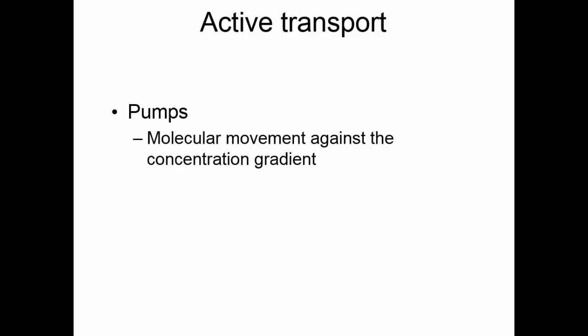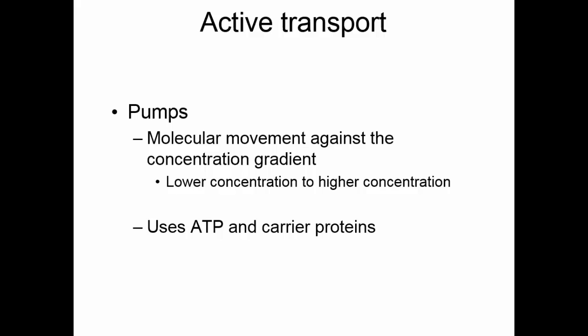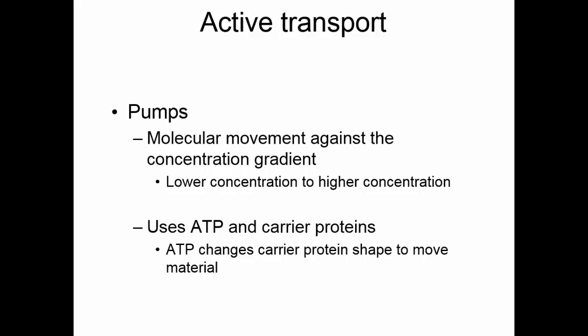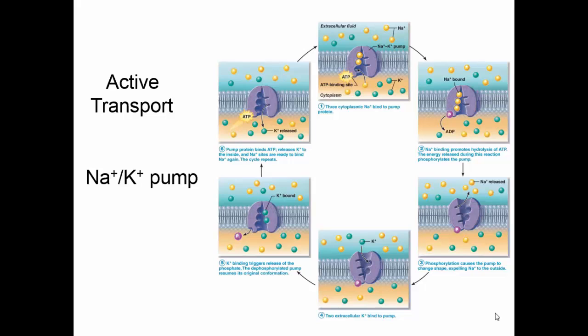One form of active transport are the solute pumps. Here we're moving molecules against the concentration gradient. We're going uphill. We're going from a lower concentration of the molecule to a higher concentration of the molecule. This is going to require energy. So the cell will use ATP, and to make sure we get the right molecule, we use carrier proteins so that we recognize the molecule and bring it across. ATP will change the shape of the carrier protein so that we can push the molecule in one direction or another. The sodium-potassium pump is an example of active transport.